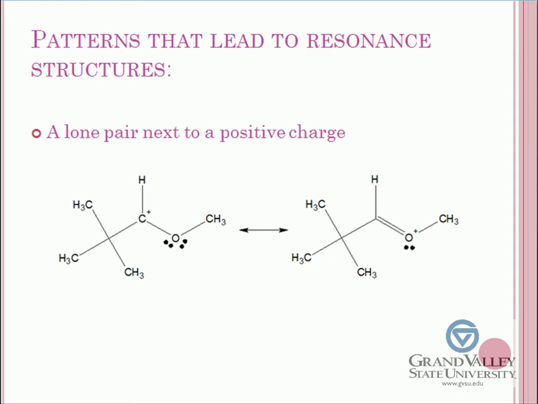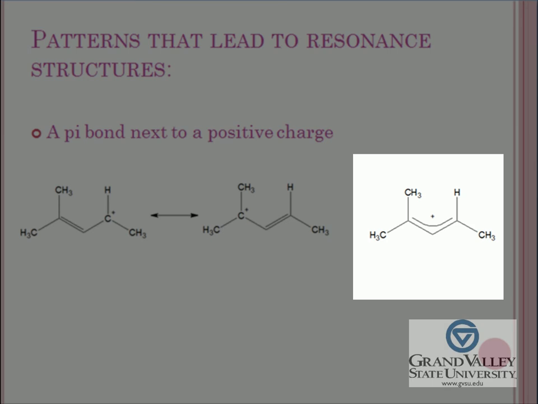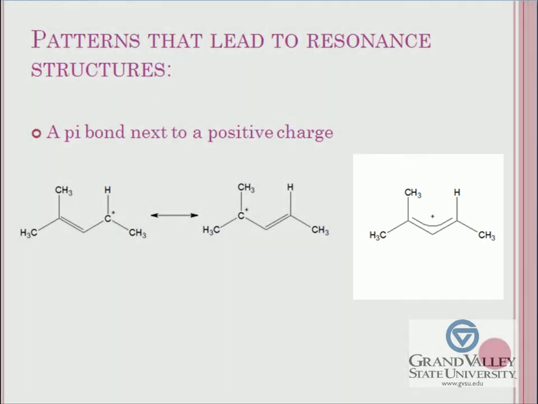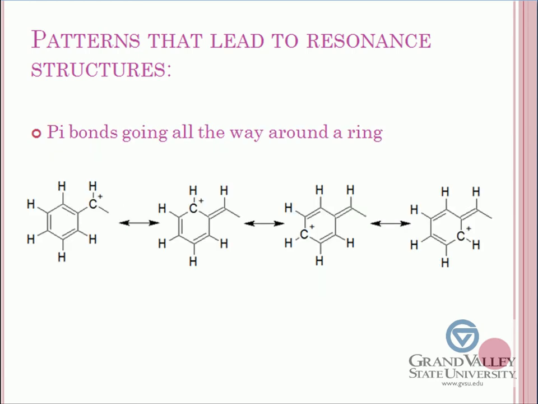The second pattern is having a lone pair next to a positive charge. The third pattern is having a pi bond next to a positive charge. Again, the structure all the way on the right shows that positive charge is being shared between those atoms in the molecule. The fourth pattern is having a pi bond between two atoms, where one of those atoms is more electronegative than the other. The last pattern we saw was having pi bonds going all the way around the ring.